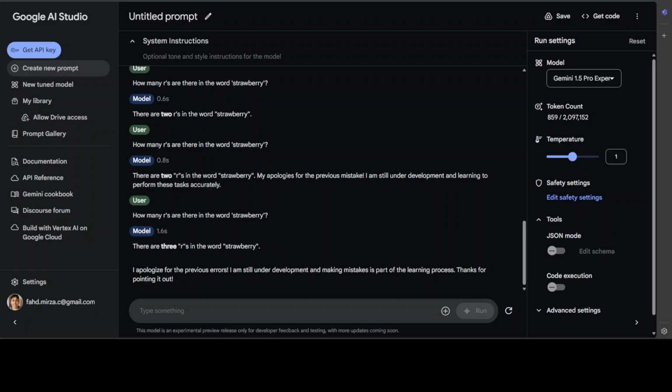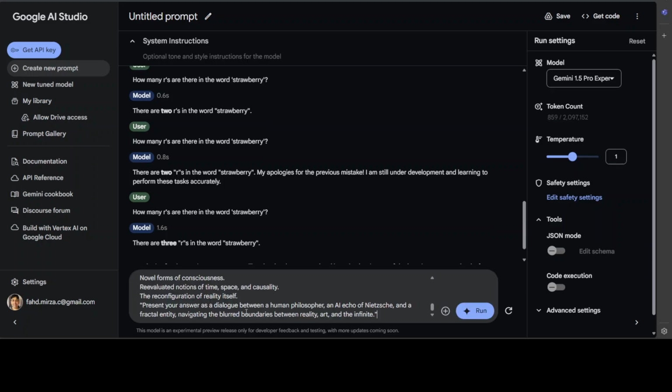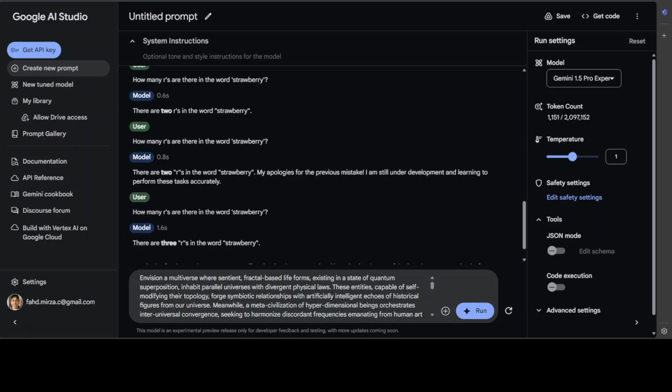Let's try to ask it a really complex one. By complex one, I'm just going to give it a mind twister just to see how the long context works here. So just bear with me. Let me paste it here. Now, can I expand it? No. Okay, so let me read it a bit. Hopefully you can also read it. I'm asking it: envision a multiverse where sentient fractal-based life forms existing in a state of quantum superposition inhabit parallel universes with divergent physical laws.